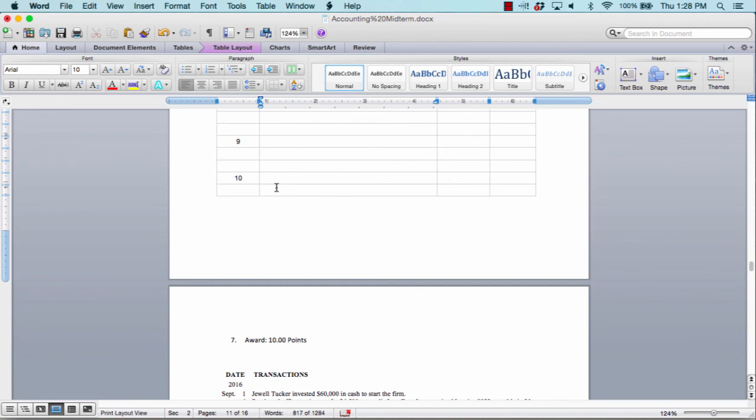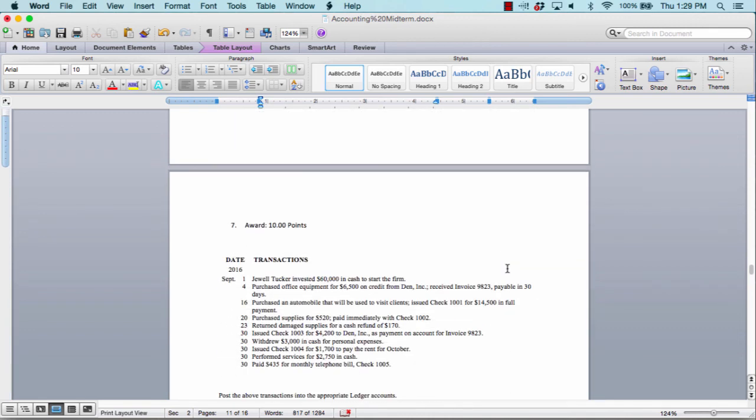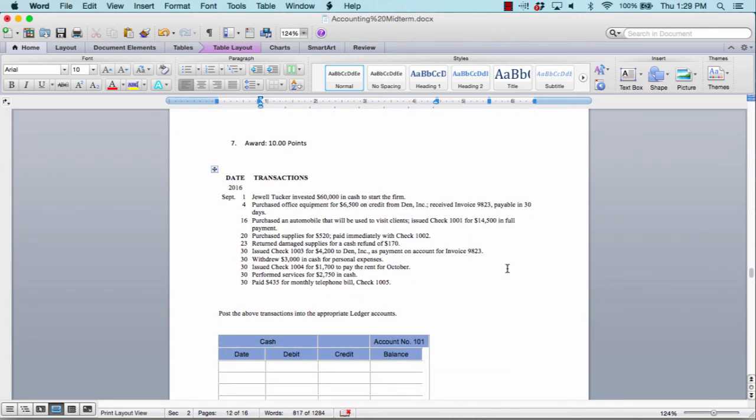And at the very end, for this one, you're not going to have to do both of these columns. You don't have to find the total. Just record them, okay? For number 7, it's actually giving you transactions again, and is asking you to post the above transactions into the appropriate ledger accounts.